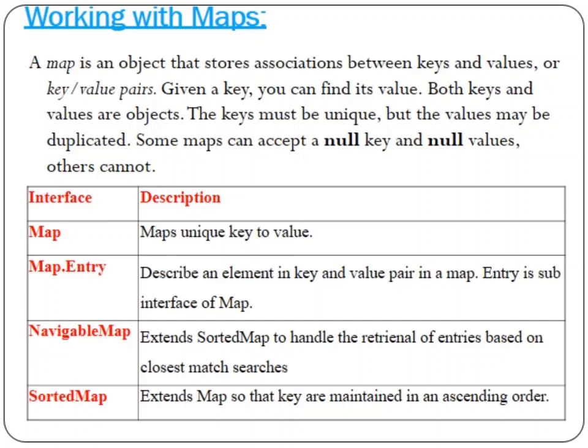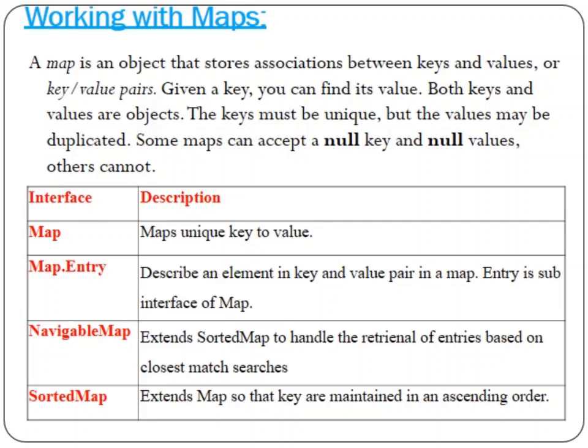The Map can also accept a null key as well as null values, but there are some maps which cannot accept a null key and null values. There are different interfaces available in the Map. The Map interface is used for working with a unique key to the value. The Map.Entry interface describes an element, a key and value pair, in a map. The Entry is the sub interface of Map, meaning the Entry interface performs the same operation as an Iterator interface.